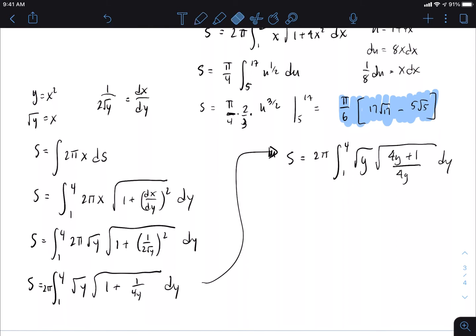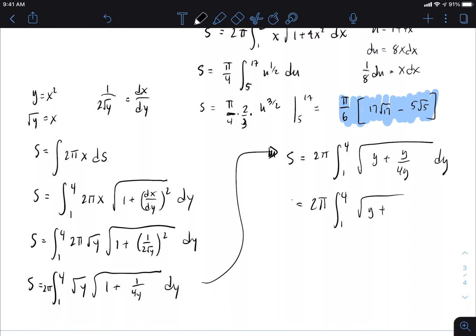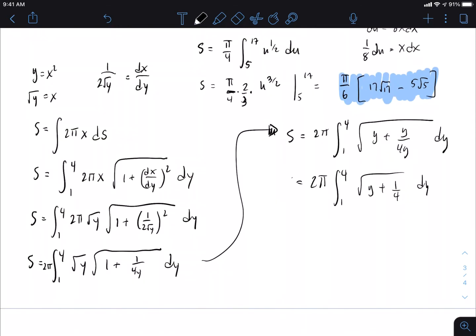In fact, let me clean it up. Let me make it even cleaner than that. There's an algebraic manipulation I can do. It's better. You'll see this. If I multiply the two radicals together, don't I get root of y times (4y plus 1) over 4y dy? Yes. That's helpful because when I go to clean this up, I'm going to get y plus 1/4 dy. And now I'll do the multiplying by 4.